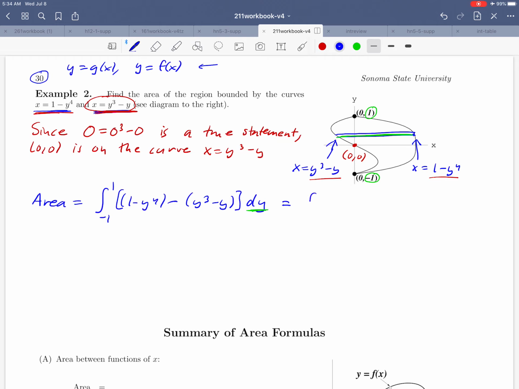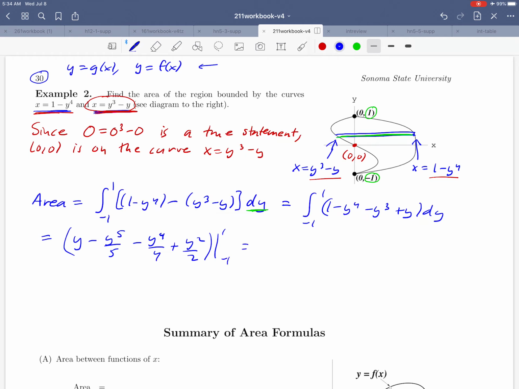And we are ready to do this integral, so let's see what we get here. First, we'll simplify a little bit. And then if we take antiderivatives, we're going to get y minus y to the fifth over 5 minus y to the fourth over 4 plus y squared over 2. Then plug in our limits. The upper limit is going to be 1 minus a fifth minus a fourth plus a half. And then subtract the lower limit.